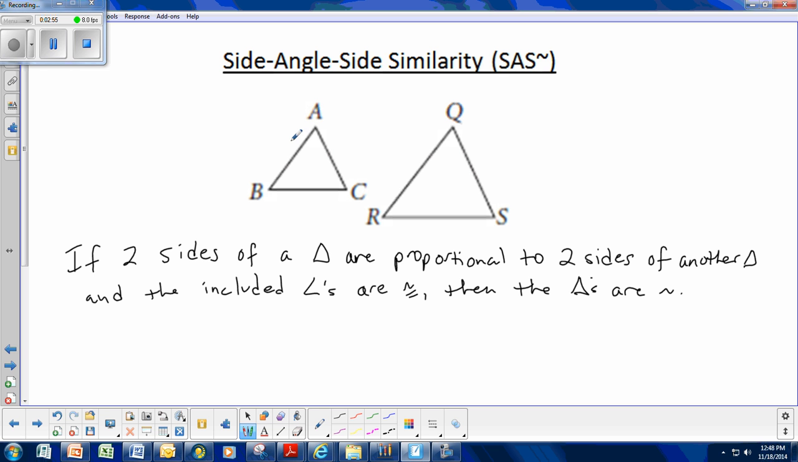So let's say side AB was 2, and let's say side QR was 4, and let's say AC was 3 and QS was 6. So looking at those sides, 2 over 4 and 3 over 6, they both equal the same fraction, 1/2. So those are proportional. Now the included angle would be the angle in between the sides. That would have to be angle A and Q congruent. Okay, and that would give us side angle side similarity.